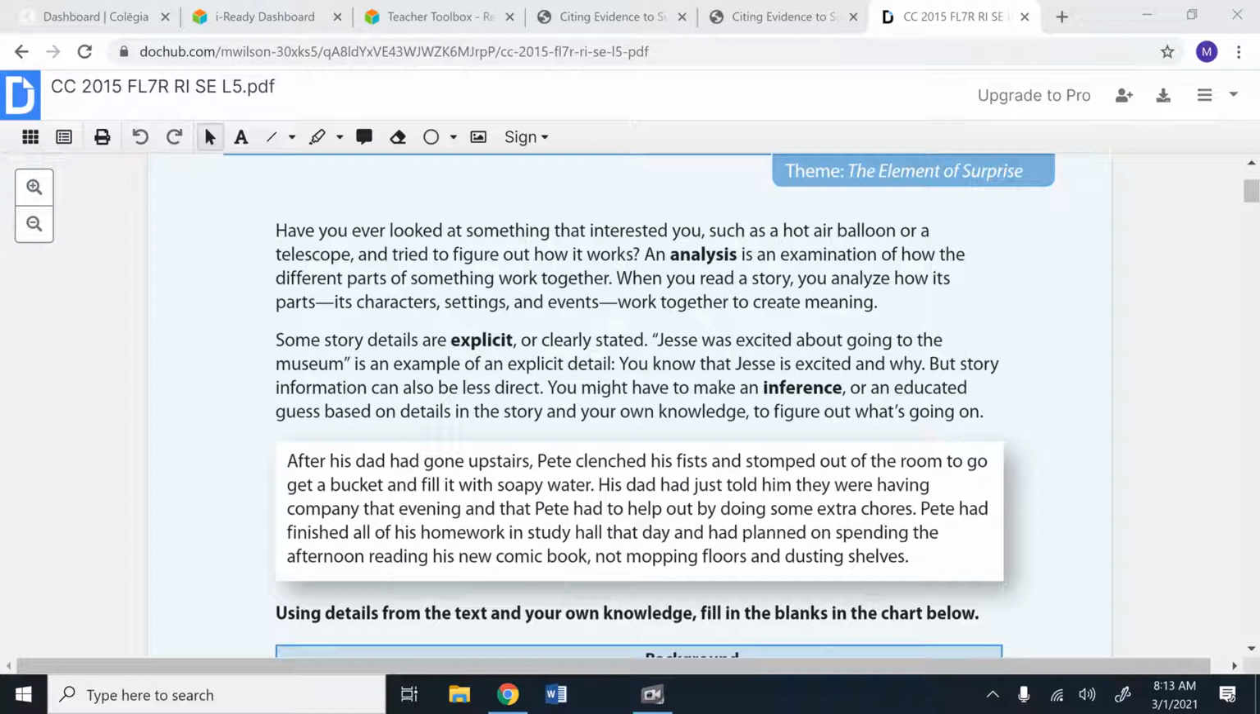Let's look at the text in the box. It says, after his dad had gone upstairs, Pete clenched his fist and stomped out of the room to go get a bucket and fill it with soapy water. His dad had just told him they were having company that evening and that Pete had to help out by doing some extra chores. Pete had finished all of his homework in study hall that day and had planned on spending the afternoon reading his new comic book, not mopping floors and dusting shelves.